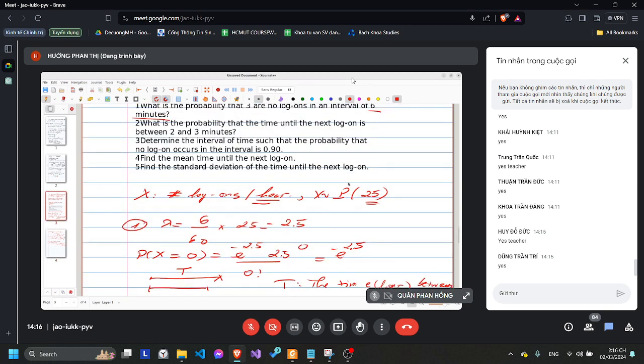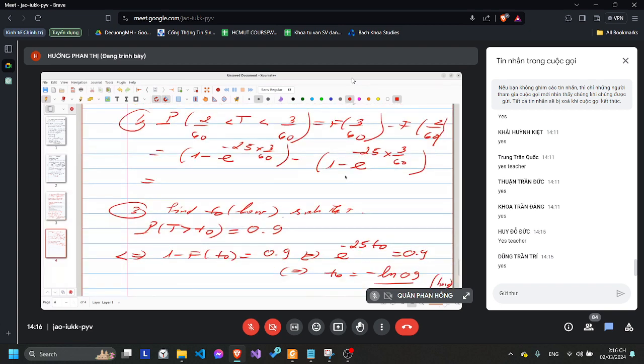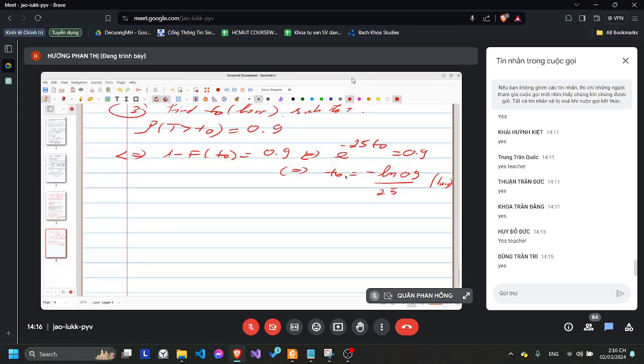Number 4, find the mean time until the next log on. And number 5, find the standard deviation of the time until the next log on. So easy. The mean and the variance of T. So we have 4. The mean is E of T, E of T equals 1 over lambda, so 1 over 25. The unit is hour. Remember about the unit.